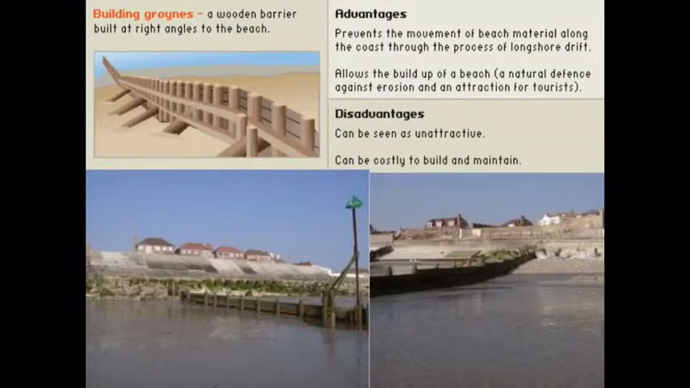The next type of hard engineering that I want you to consider is groins. And you should again be familiar with groins. They are generally wooden structures that are built at right angles to the beach, and they hope to stop the process of longshore drift and collect sediment as it moves across the beach, and then allow the beach to build up naturally over time. The best form of protection for the cliff is the beach itself. So by encouraging deposition in this way, the beach is protected naturally and very effectively.